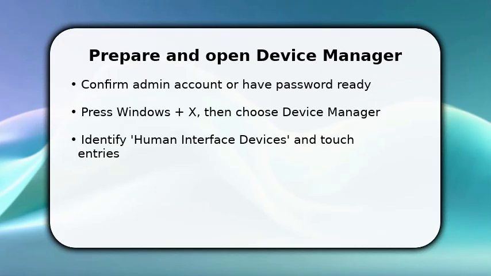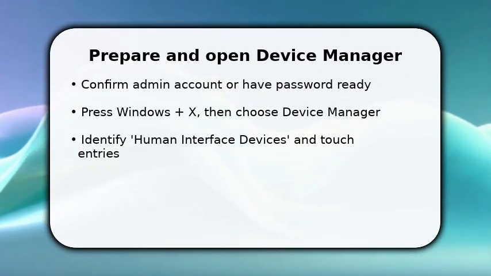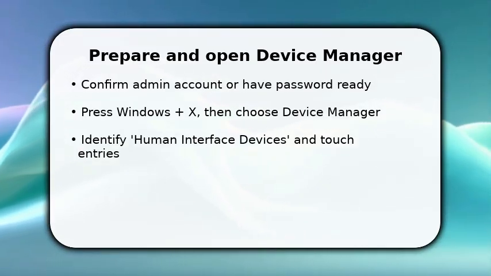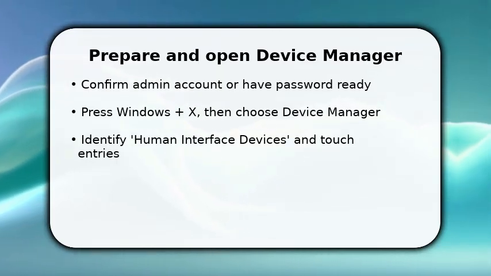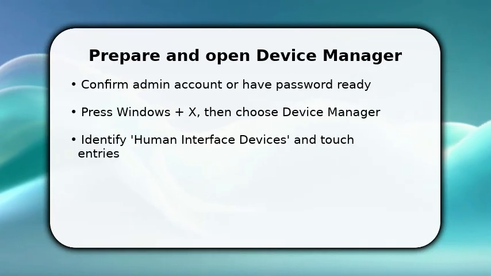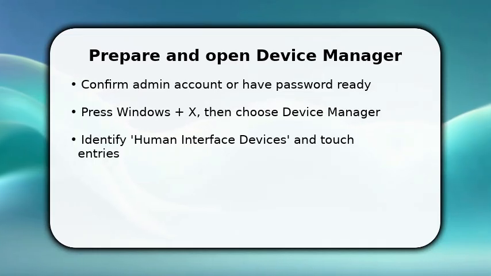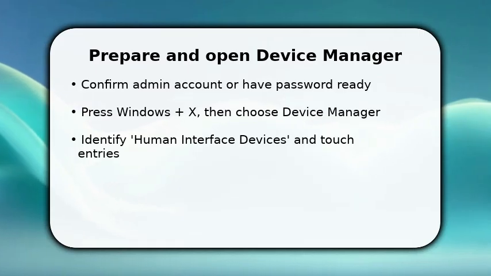You begin by ensuring you have an administrator account so changes stick. Once ready, press Windows plus X and open Device Manager. You need to locate the Human Interface Devices branch because most touch drivers live there. Make sure to expand that node and look for entries like HID-compliant touchscreen or similar names. This is the first actionable step.